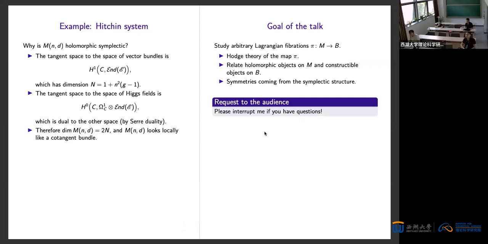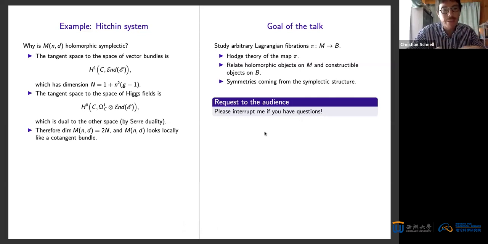So base space, I will always assume it is smooth, because I want to use it for my Hodge theory arguments, if necessary. People do consider Lagrangian fibrations where the base is not smooth. But for the arguments I'll do, I do need to assume that B is a manifold.